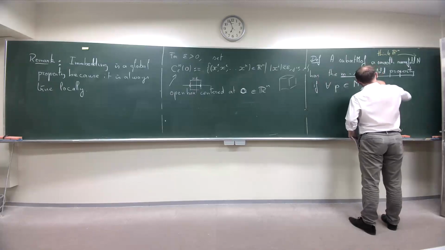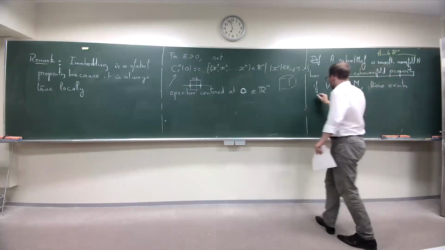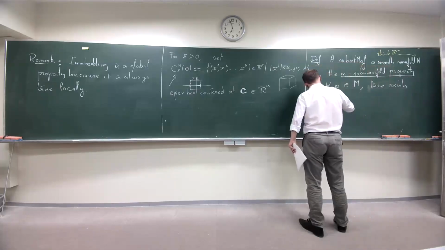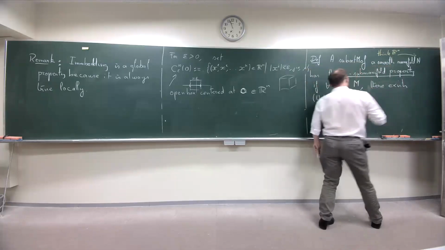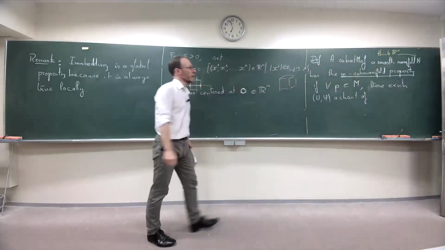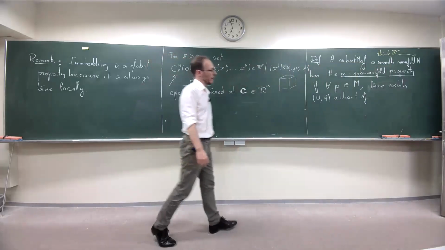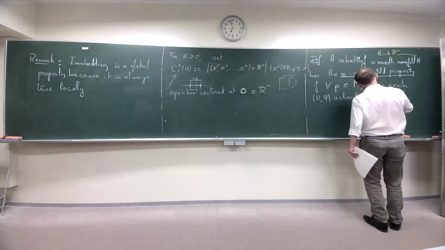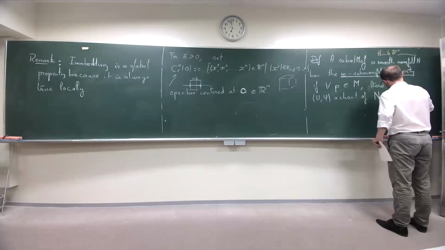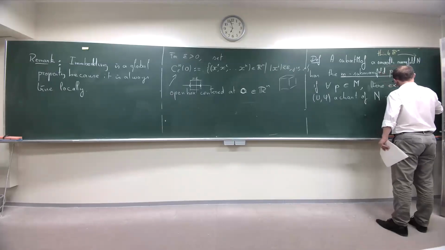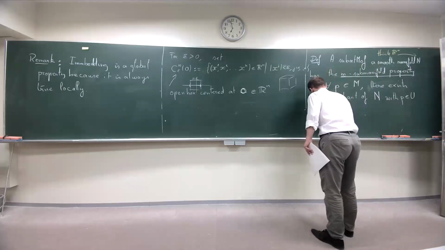there exists a chart (U, phi). So far I spoke only about one manifold. The other one is just a set, so this can be only a chart of N, a chart of N with p inside U, such that we have three properties.